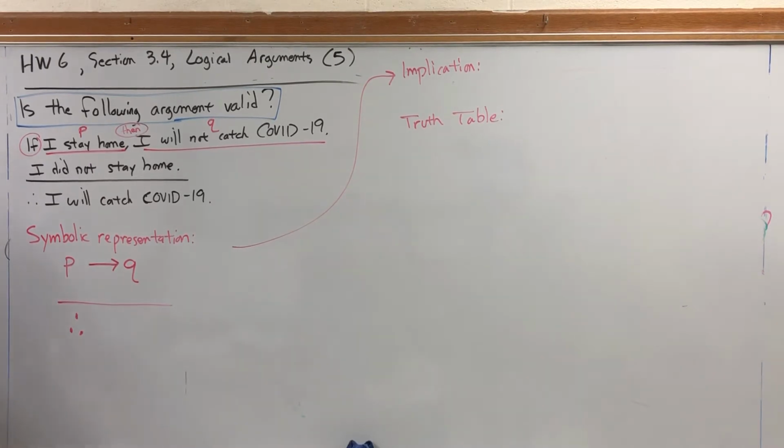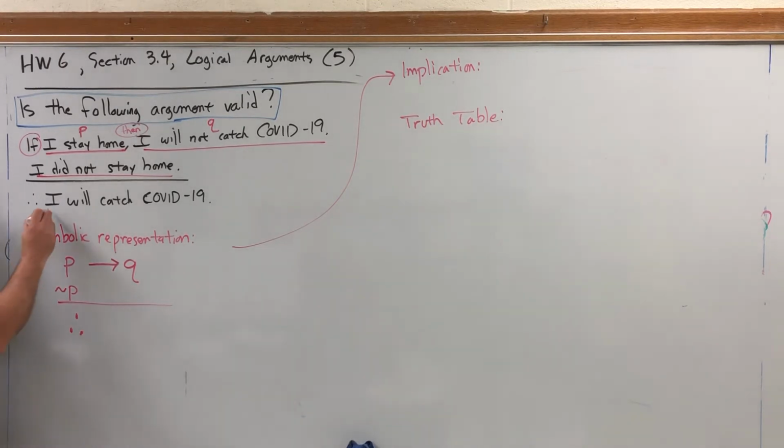Premise number 2. I did not stay home. Wait a second, that's not the same as P. In fact, it's precisely the negation of P. I stay home, I did not stay home. So our second premise is the negation of P.